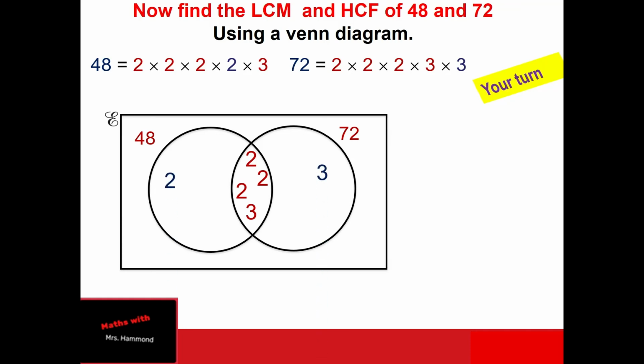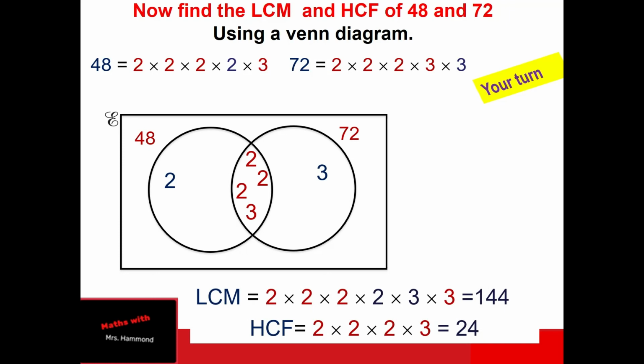Yes, the HCF and LCM will be 24 and 144. As you can see, all the numbers in the two circles put together have been multiplied to give the LCM, and then the highest common factor is just the product of the numbers in the overlap. That's it. So really, that's all there is to finding the LCM and HCF.